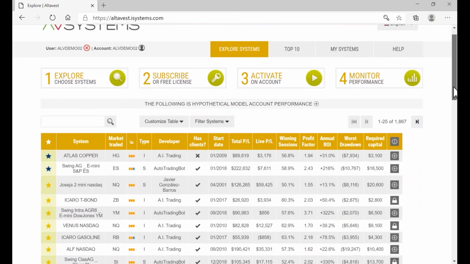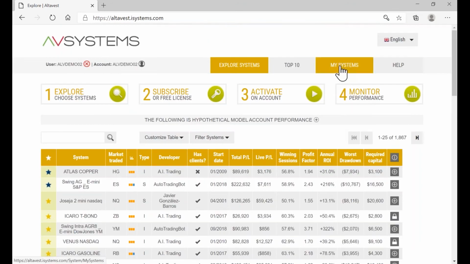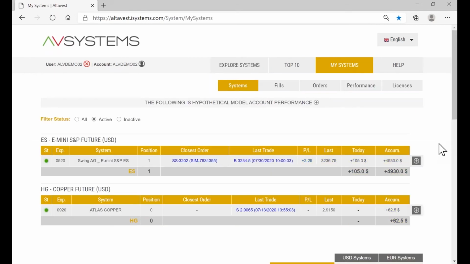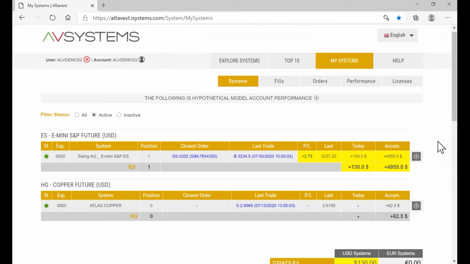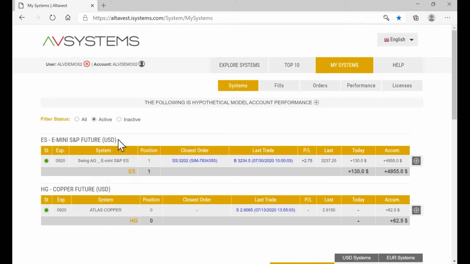And this is where you go. Step 4, monitor performance. So this is where it would show up under My Systems. I think there's a couple here in the demo account right now. Yeah, here we go. So you can see there's 2 systems I have active in this demo account. Here's an E-mini S&P 500 system, and here is a copper system. And you can see right now, this is live trading. This is currently long, 1 contract. And you see here it has a sell stop at 32.02. The last trade was 32.34.5, currently sitting on a small profit of 2 points.